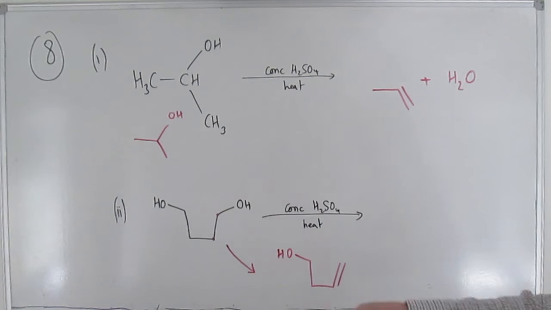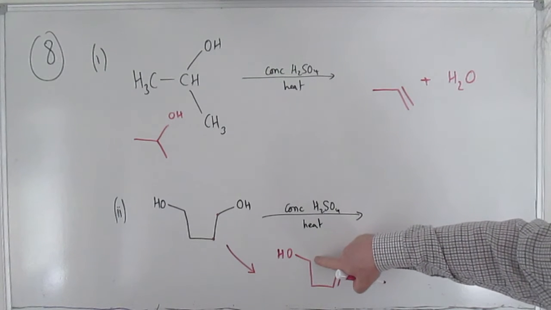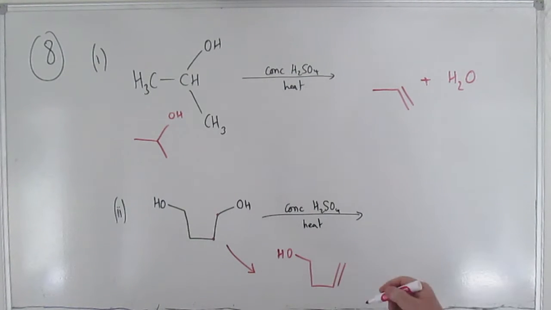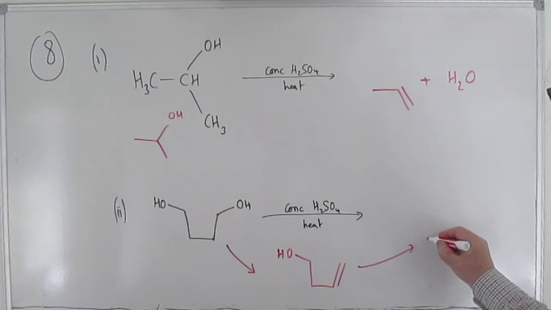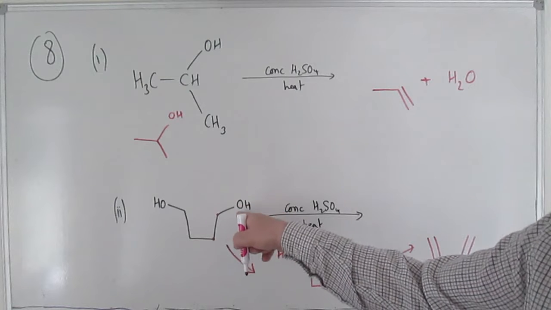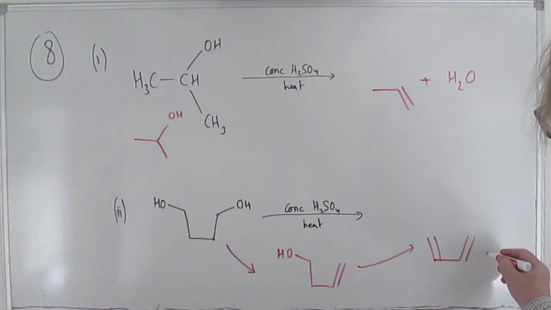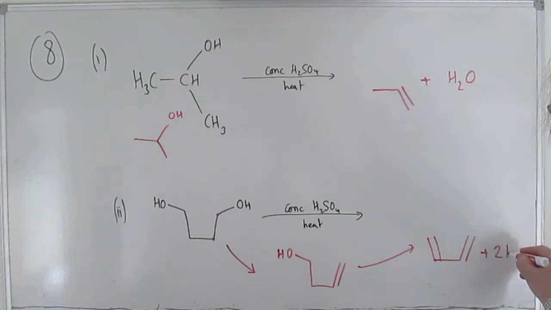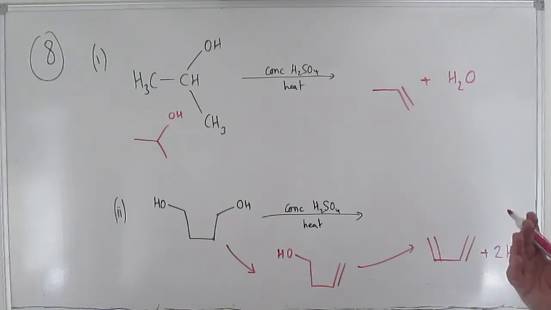But then this one can do the same thing. So the OH is lost from there, the hydrogen is lost from there, and so what you end up with is that compound. And of course, in this case, you've lost not just 1, but 2 waters. So when you're writing an equation, make sure you don't lose the 2 there, because organic equations have got to balance just like any other equation.